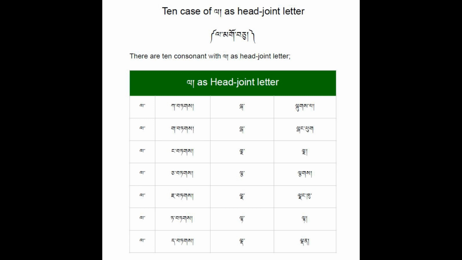Now the 10 consonants which have la as the head-joined letter. La-ka, kukpa. Kukpa means someone who cannot speak. La-kha, puk kang puk, which means balloon. La-nga, nga, which means five. La-cha, chak, which means metal, any metal.